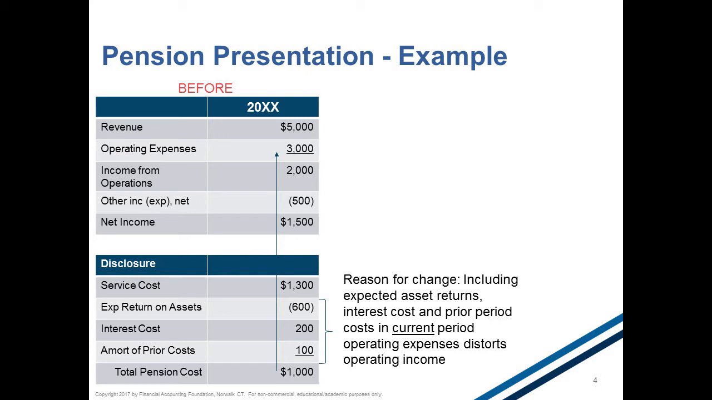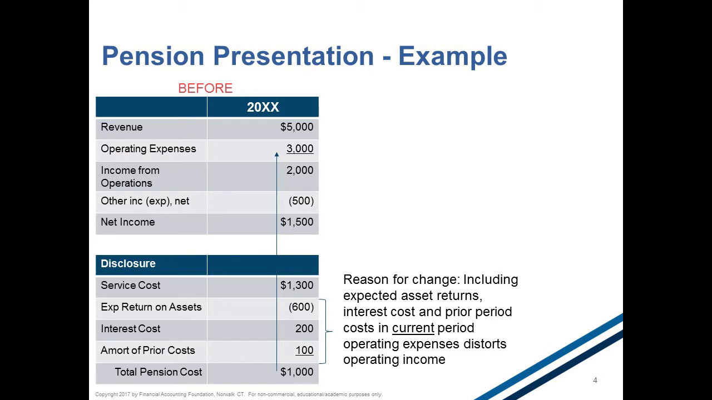And many had said for years that several of the components of pension cost, like the expected return on plan assets and the interest cost in the obligation, were distortive to operating income because they really don't represent the current cost of the benefit being provided to employees. But it's more like the cost of financing or funding the benefit. And so it really should be reported separately outside of operating income.